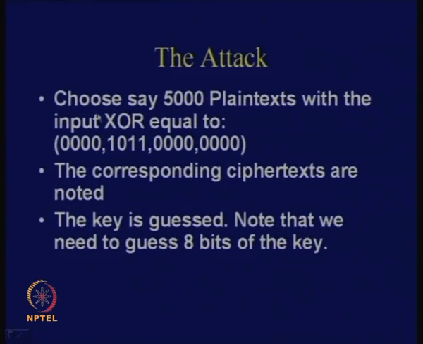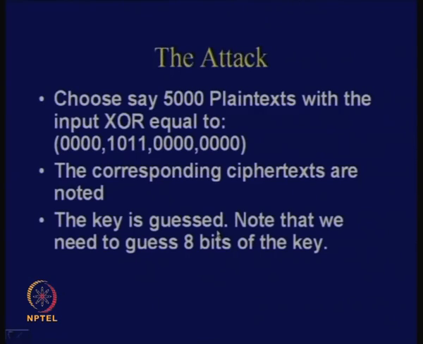So now the real attack. We have done our analysis, and what we do is take a large number of possible plain texts, keeping in mind that your input XOR is this. So you set this input XOR to this and take a large number of possible plain texts. In this case we have taken 5000 plain texts, and then you obtain the corresponding cipher texts, and you guess the last round key.